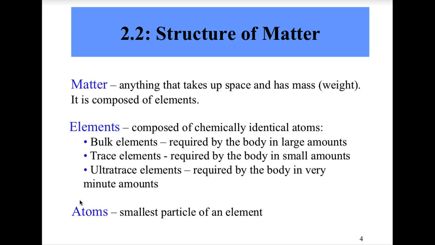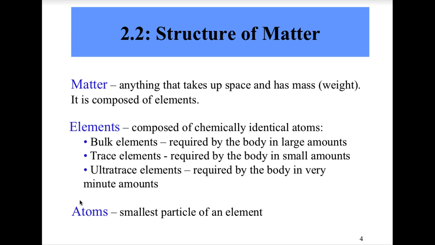Mass is different from weight. So mass is the quantity of matter in an object. Weight is the force of gravity acting upon an object. And we know that matter is composed of elements. So elements are composed of chemically identical atoms. We have those elements that are bulk elements required by the body in large amounts. Then we have trace elements in the body which are required by the body in small amounts. And then there are those elements that are ultra trace elements, and those are required by the body in very minute amounts.